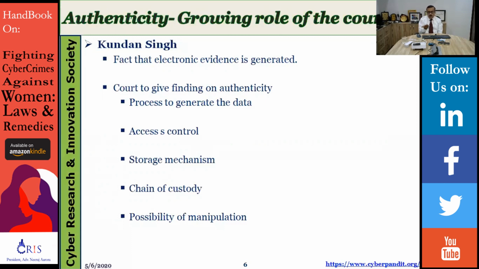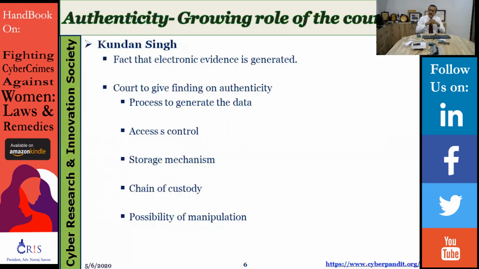Second, access control. When it has been generated and kept in a computer, who are the persons having access to that particular evidence, and whether there was any control or not. The intention of the court is to look into whether anybody could have accessed or tampered with it. So that is the perspective. Third is the storage mechanism. Storage mechanism implies that when the electronic evidence has been created and put into storage media, what were the media where it has been kept from time to time before it is filed in the court of law?